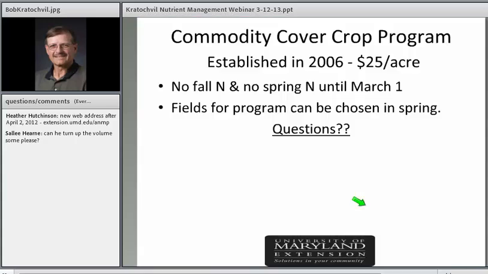Now, this commodity cover crop program, which was established in 2006, pays farmers $25 an acre. There are some restrictions. Number one, they cannot use any fall nitrogen. They can't put any spring nitrogen on until March 1, which is the target date for the state, although the last couple of years the state has moved that target date to February 15th because of the milder winters that we've had.